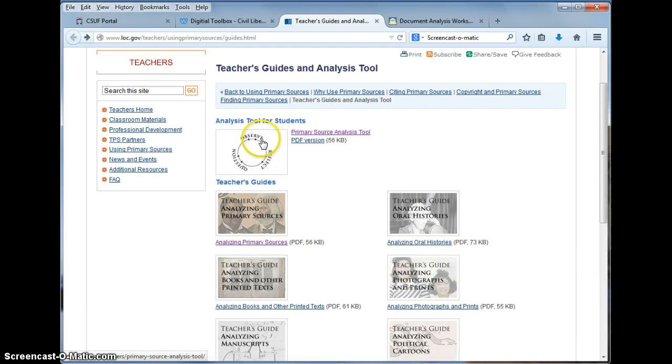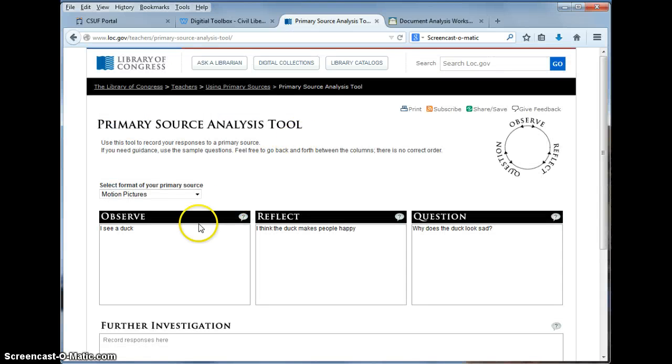So let's scroll up to what the students will see when trying to analyze primary sources using this tool. So here, it's very simple. Again, it's observe, reflect, and question, the same categories. So from using the teacher's guide, the teacher will probably have to do a lot of scaffolding and a lot of modeling to have these students understand how to use this primary source analysis tool.